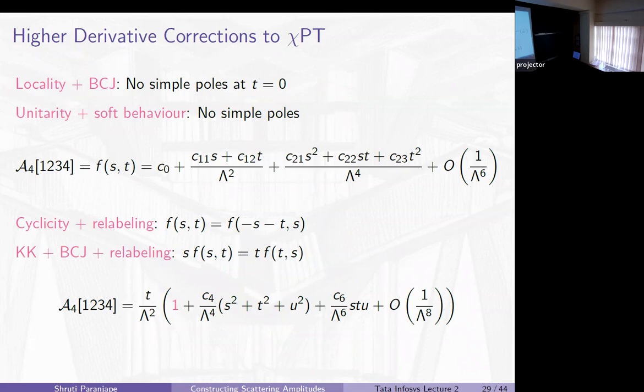So locality and BCJ say that I can't have any poles at t equals 0. Yeah. Please tell me, I'm getting lost here. What are we trying to show? What are we trying to do? We are trying to construct higher derivative corrections to two theories that are double copyable, and two theories that are a result of the double copy. We just want to see how that procedure works.